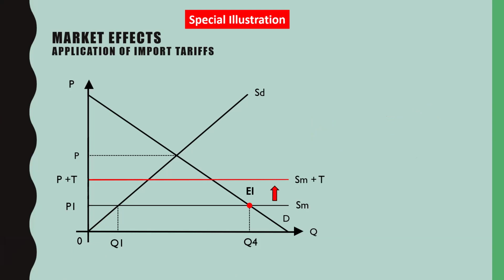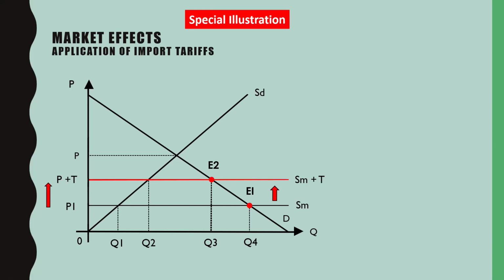Now the domestic producers earlier only got the price of P. Now they get P plus T, a higher price, so they increase their quantity. They'll supply not Q1 but up to Q2. Domestic supply increases a bit, but the imported supply decreases because the price has increased. Earlier we supplied from Q1 up to Q4. Now we supply only from Q2 up to Q3. Consumption has also reduced from Q4 to Q3.